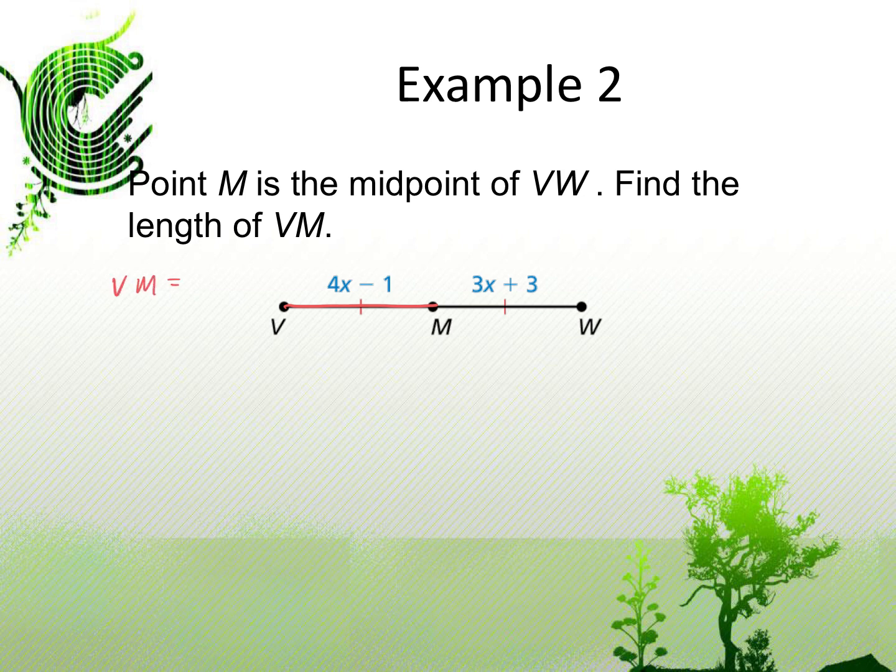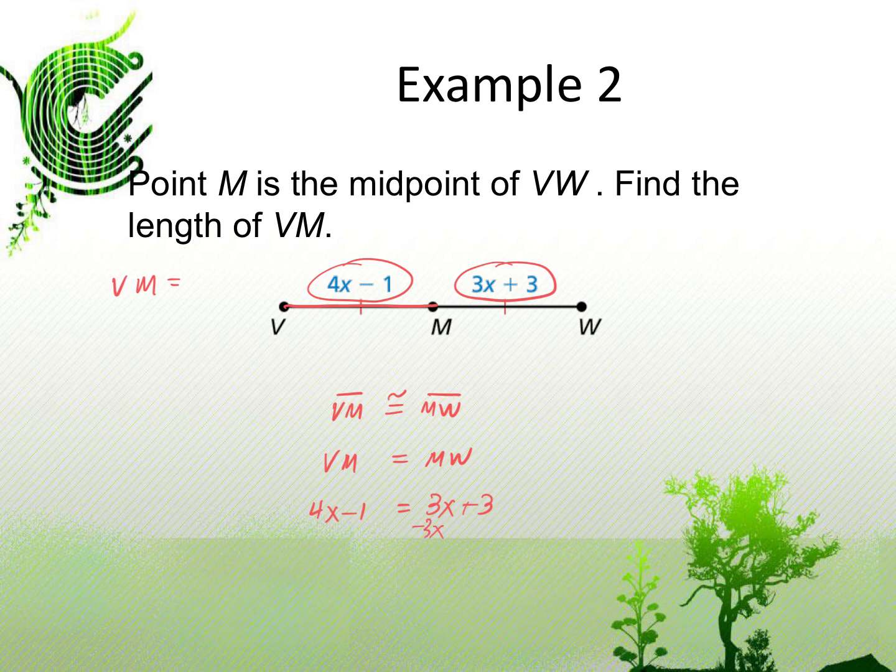All right, so if M is the midpoint, then what that's telling us is that segment VM is congruent to segment MW because it splits it in half. That means the length of VM equals the length of MW. And so I can now substitute VM equals 4x minus 1. I know that MW equals 3x plus 3. So I'm going to solve for x here, and that's going to help me figure this problem out.